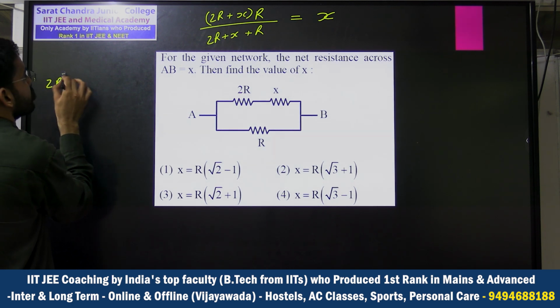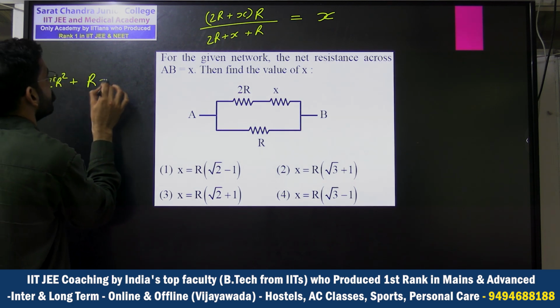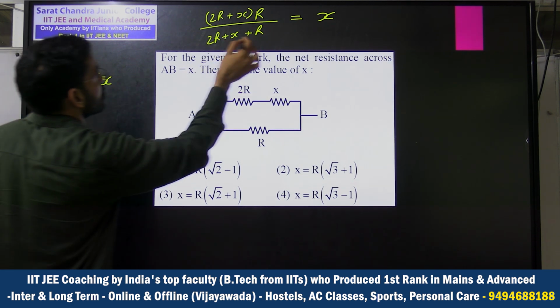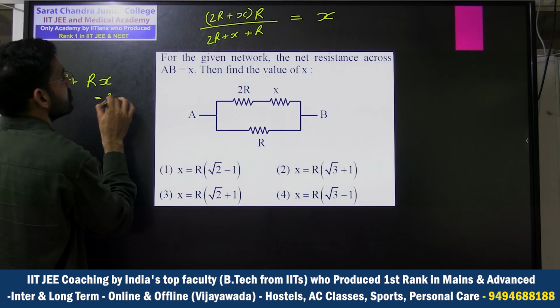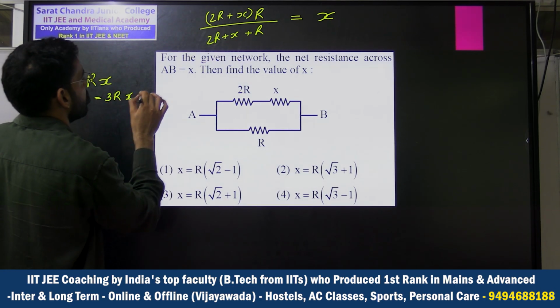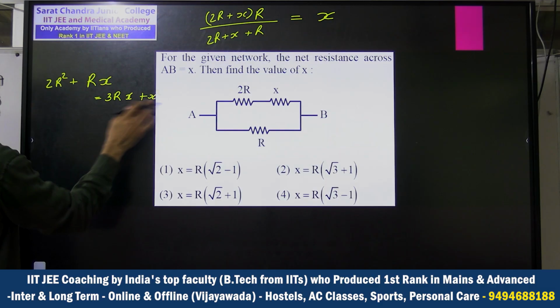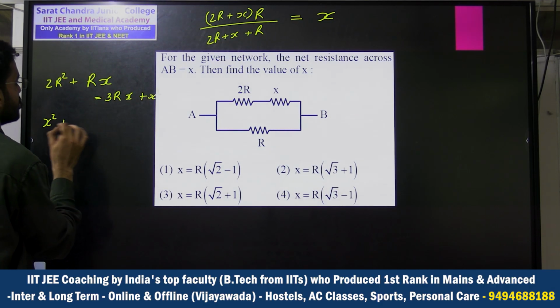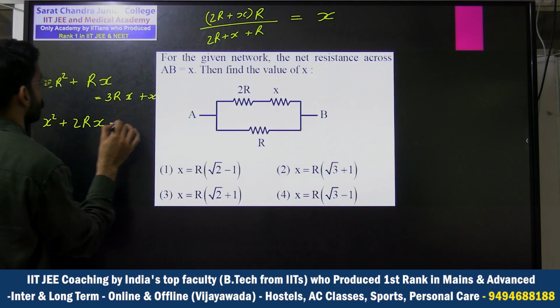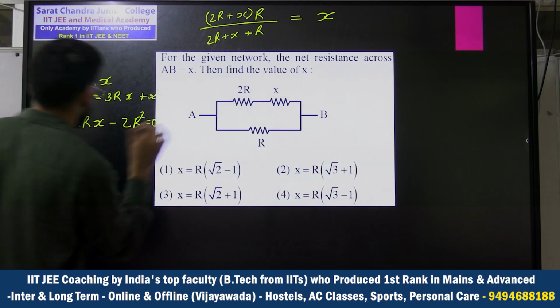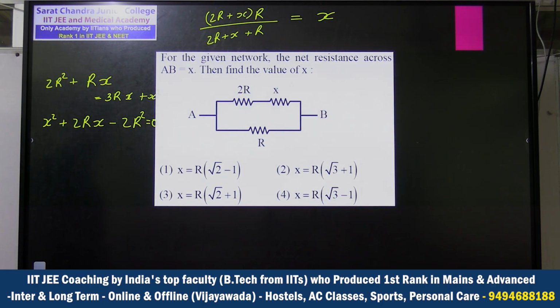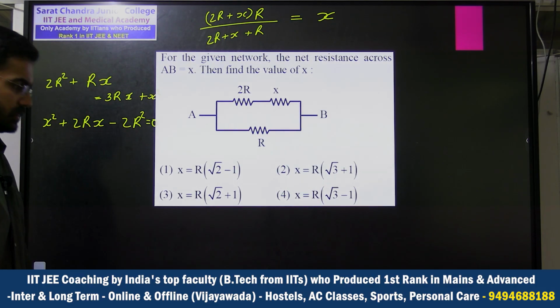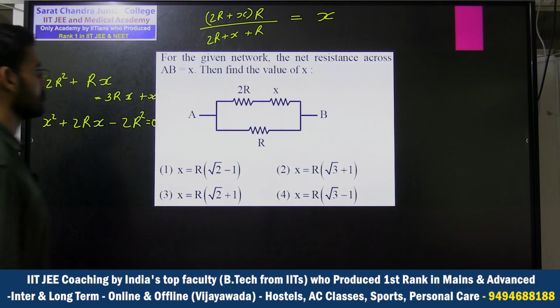So 2R square plus RX is equal to, here how much? 3RX plus X square. So here X square, and this RX goes to this side. So X square plus 2RX minus 2R square equals 0. This is the quadratic which you can solve. X will come in terms of R, that is all that is given. One of the options will match.